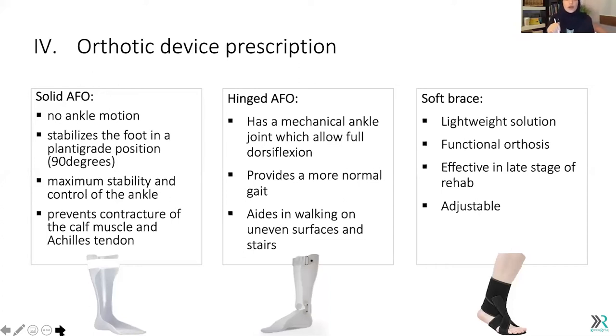Solid AFO. The solid AFO completely blocks the ankle movements by stabilizing the foot in a plantigrade position at 90 degrees, and this is enough to clear the foot from the ground. This type of AFO provides maximum stability to the lateral and medial aspects of the ankle. And most importantly, it prevents contractures of the calf muscle and Achilles tendon.